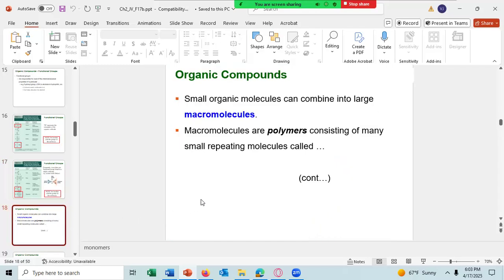All right. Organic compounds can have small organic molecules combined to make a larger organic molecule. The small organic molecule we call a monomer. The large macromolecule or large organic compound we call a polymer. A polymer is a macromolecule composed of many small repeating molecules called monomers. Any question about any of that?